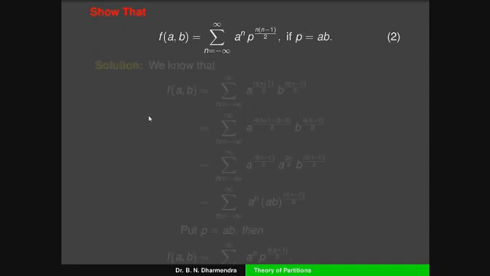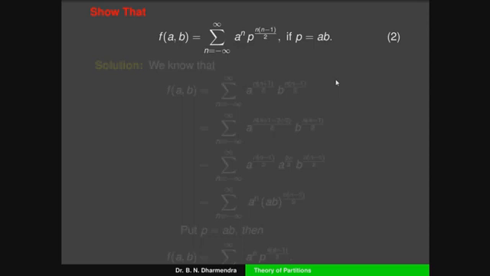So the proof is very simple. That is another representation of the theta function f of a comma b is equal to summation n running from minus infinity to plus infinity, a to the power of n into p to the power of n into n minus 1 by 2, if p is equal to ab. You can call this one equation 2. This one is also a very, very important result. The last two results we have to take note of.